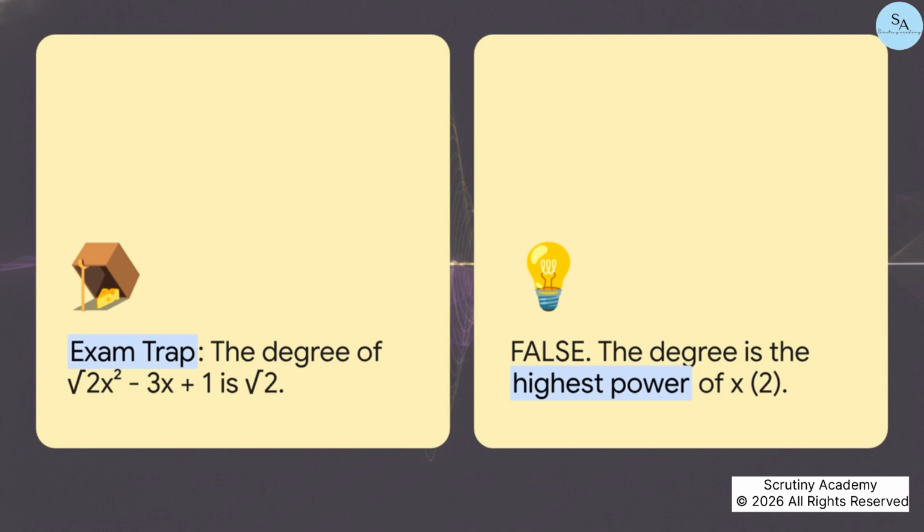The reality? This is absolutely false. The test makers put that scary square root at the front to totally distract you. Remember our anatomy lesson earlier? The degree is purely the highest power, the exponent attached to the variable. Here, the highest power of x is 2. The square root of 2 is just the coefficient. Don't let those scary numbers fool you.